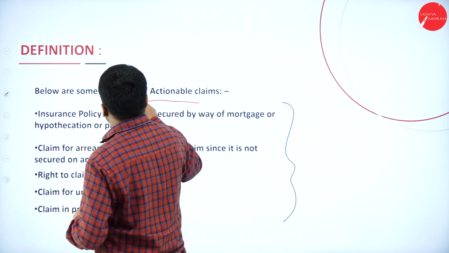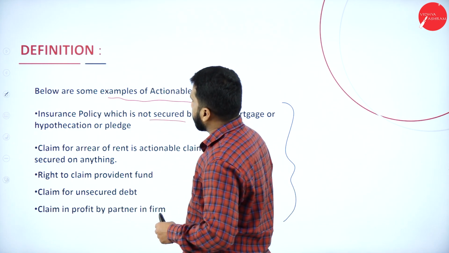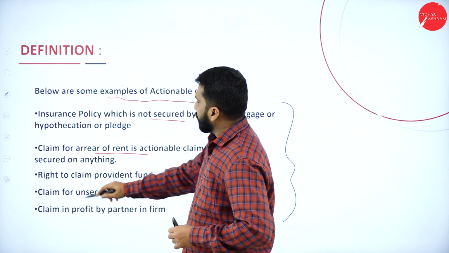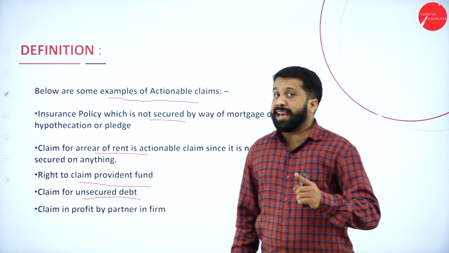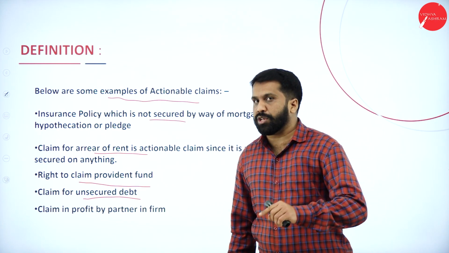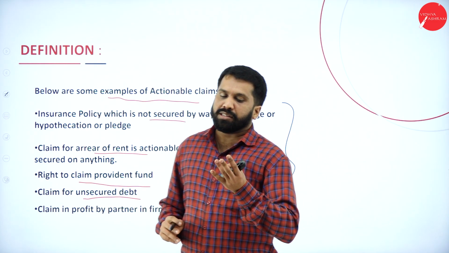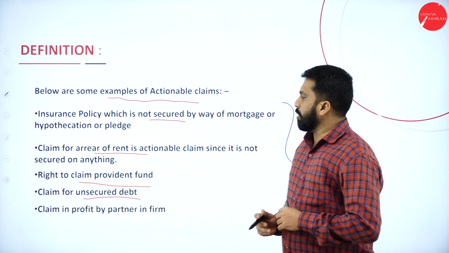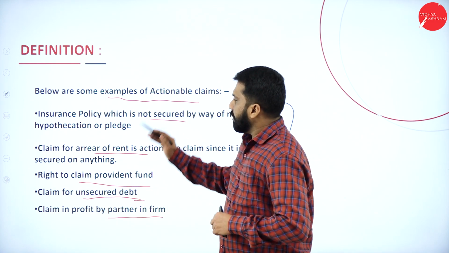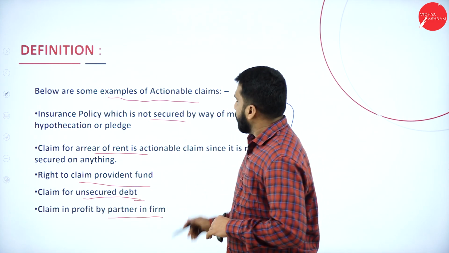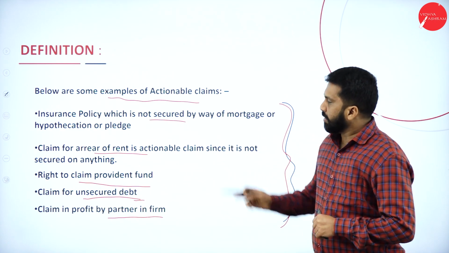Now, below are some examples of actionable claims. An insurance policy which is not secured, actionable claim. Claim for arrears of rent, actionable claim. Right to claim provident fund, your PF, actionable claim. Unsecured debt: remember, anything which is mortgaged, anything which is secured, anything on which you have taken a loan, we will not consider. Like your insurance premium, arrears of rent, your PF, unsecured debt, claim to profit by partners in a firm. No pledge is taken on these, that's why they come under examples of actionable claim. Easy. It is very easy actually.